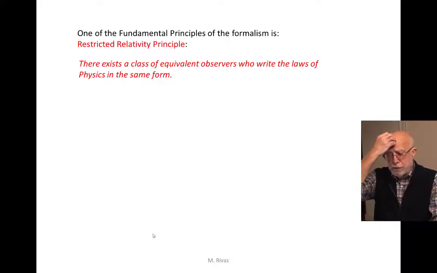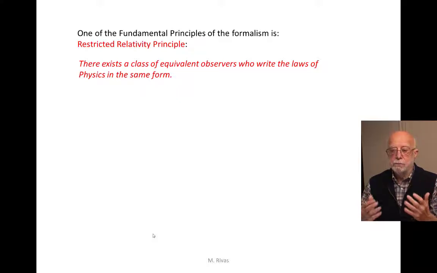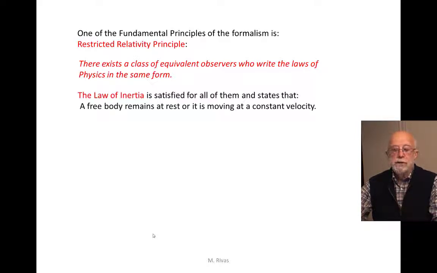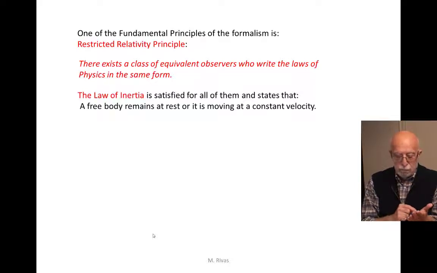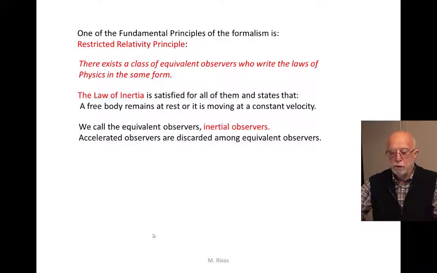One of the fundamental principles of our formalism is the restricted relativity principle, which states this sentence, that there exists a class of equivalent observers who write the laws of physics in the same form. For all these kind of equivalent observers, one of the laws that is satisfied is the law of inertia. The law of inertia means that for an arbitrary inertial observer, everybody is either at rest or moving at a constant velocity. So the equivalent observers are called inertial observers.